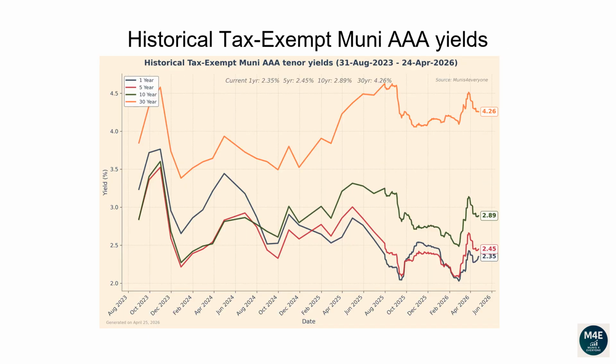This line plot and the next plot show how each tenor of the Muni yield curve has changed over time. From the 31st of August 2023 to the 24th of April 2026, the 1-year yield has dropped from 3.24 to 2.35. The 5-year yield has dropped from 2.85 to 2.45. The 10-year yield has increased from 2.84 to 2.89. The 30-year yield has increased from 3.85 to 4.26.